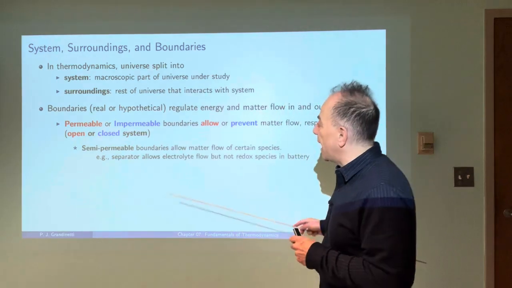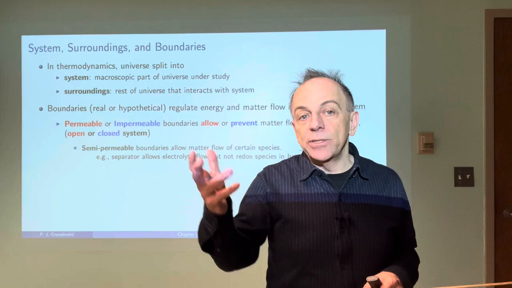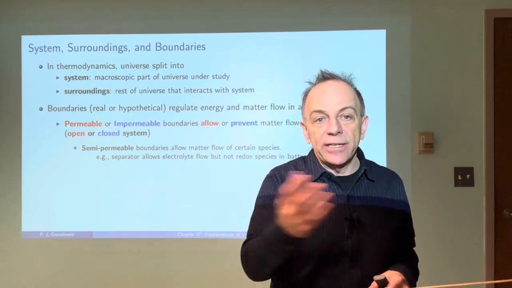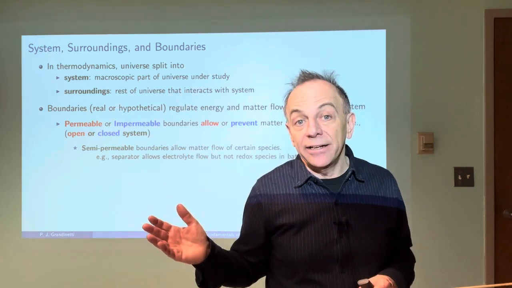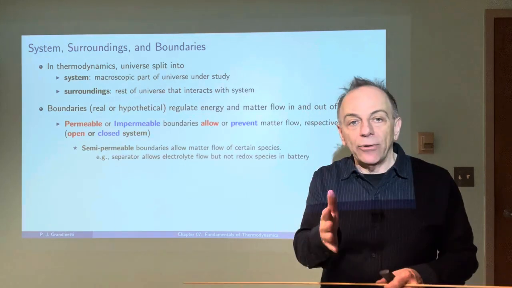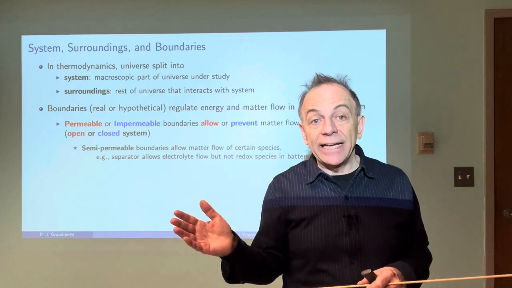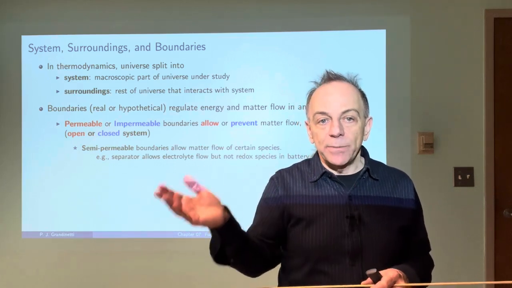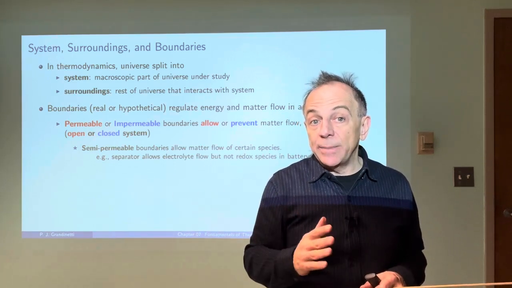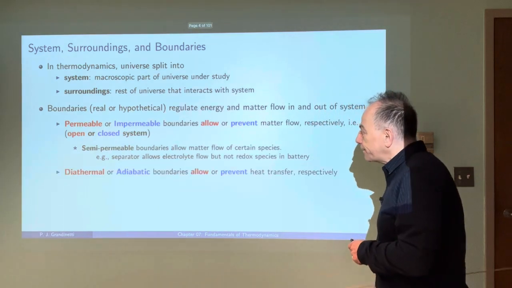Now, sometimes we can have what's called a semi-permeable boundary, where certain chemical species can flow between the system and the surroundings, but others are prevented from flowing. So, for example, if you have a battery where you have a separator and you want the electrolyte to flow back and forth between the cathode and anode side so that you have charge balance, but you don't allow the redox species to go, then that would be an example of a semi-permeable boundary.